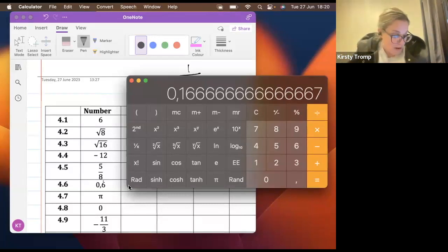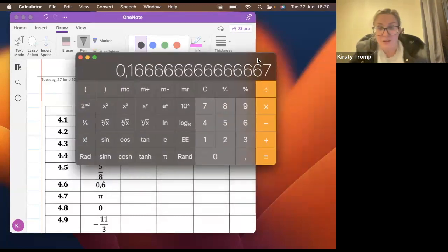So what my calculator has done is it has rounded off the last decimal, because it can't put all the decimals on the actual screen. So is that a recurring decimal or a non-recurring decimal? Who can tell me? I'm seeing yes, yes. Good, guys, that is recurring.